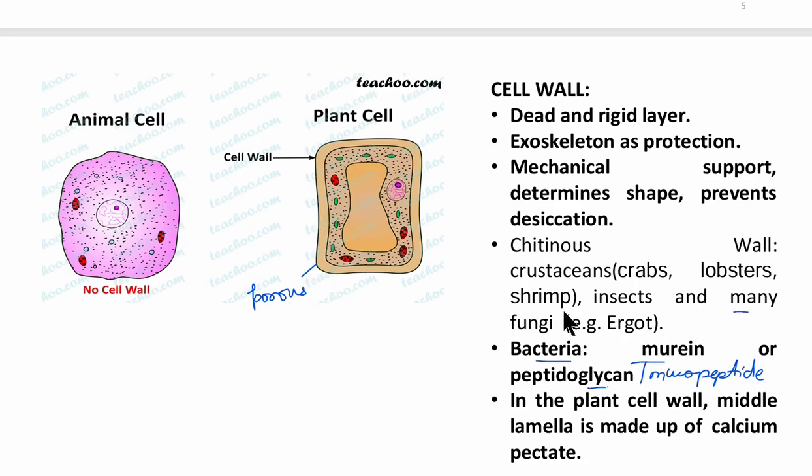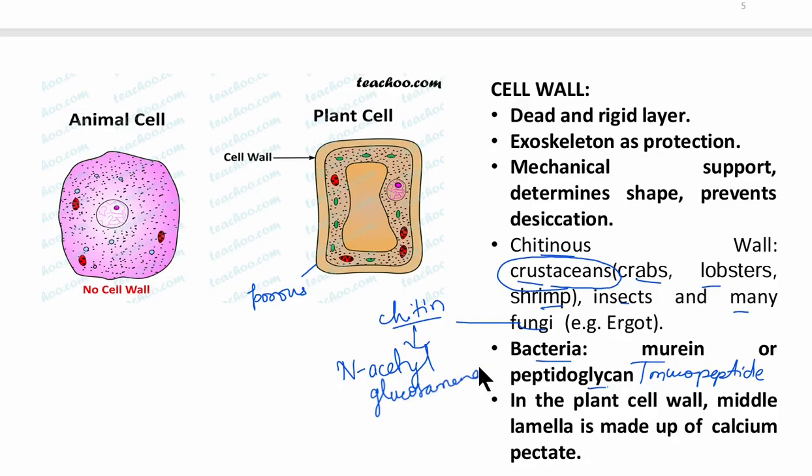In case of fungi, it is made up of chitin, that is, a chitinous wall is present. Likewise in crustaceans like crabs, lobsters, and shrimp, this exoskeleton is made up of chitin. In case of insects also. And chitin, in brief, is also known as N-acetyl glucosamine. They are made up of N-acetyl glucosamine.